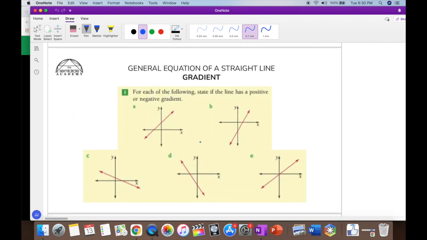So we could tell here, this is just a little example. We have positive gradient, negative gradient, negative gradient, positive gradient, right? So I hope that everyone is okay with recognizing that when a gradient is positive, it's slanted this way, right? Slanted upwards to the right. And then a negative gradient is slanted upwards to the left, right?